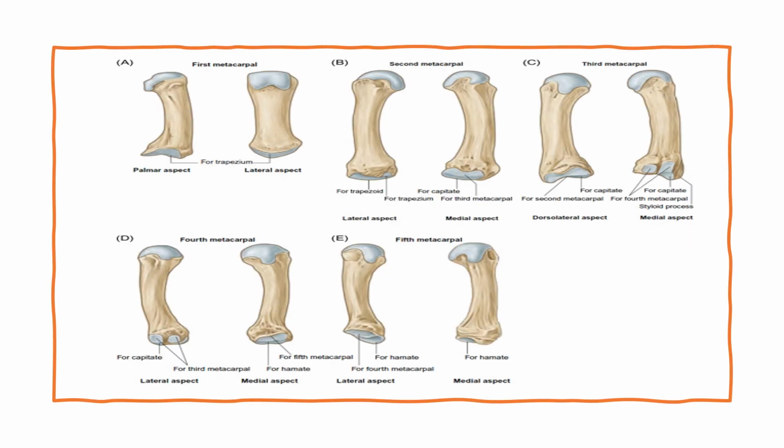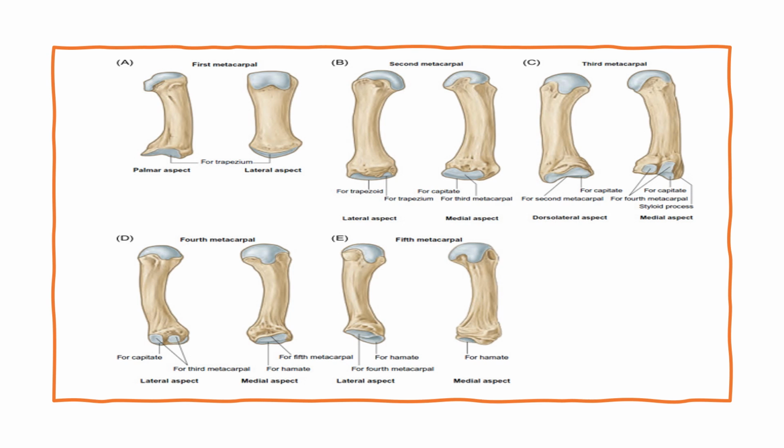So now we will see which bones the metacarpals attach to. When we see the first metacarpal bone, we find that its base attaches with the trapezium bone. When we see the second metacarpal bone, we find that its base attaches with the trapezoid bone, and it also has a very minor articulation with the trapezium and capitate.